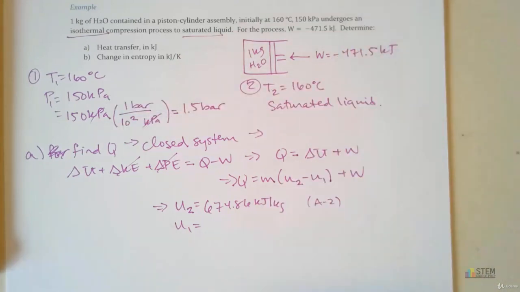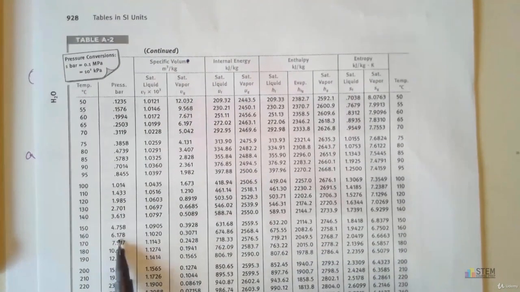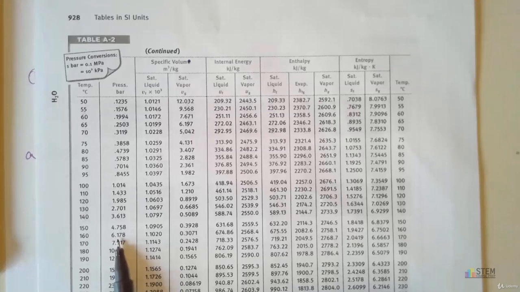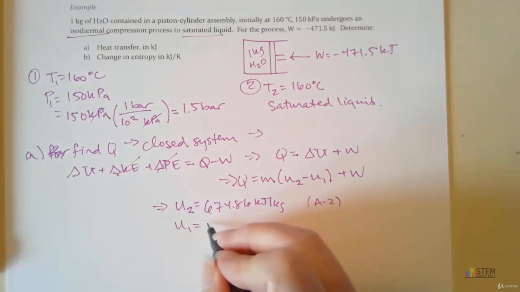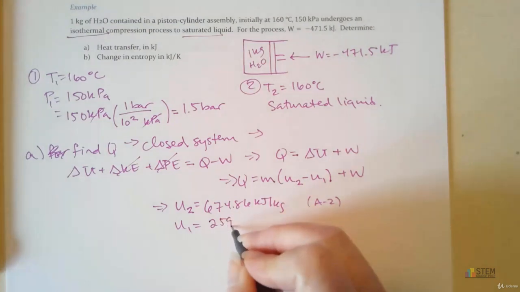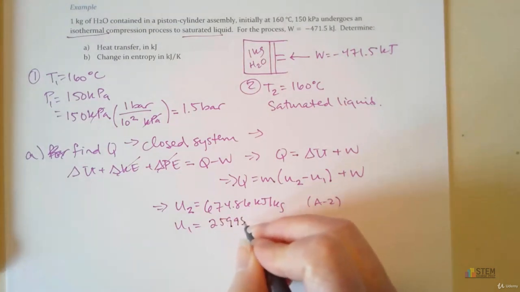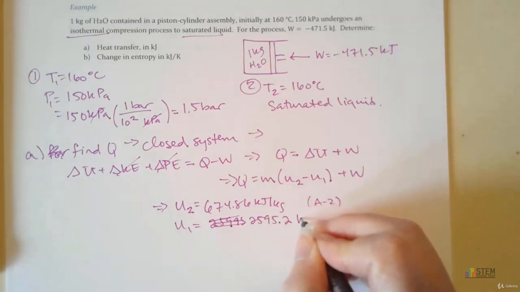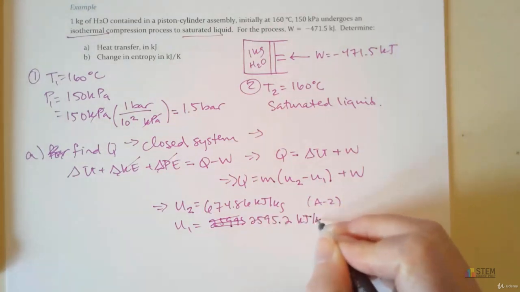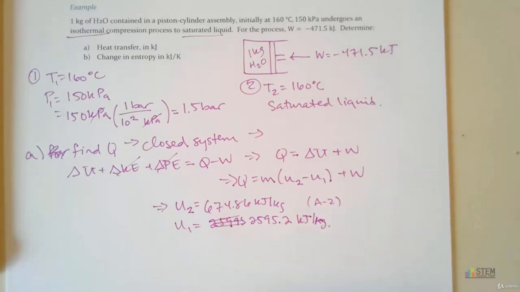So if you look again at this table, find your saturation pressure. Our pressure is a lot higher than that, so that means we're going to have superheated vapor. So we're going to have 2595.2 kilojoules per kilogram. All right.